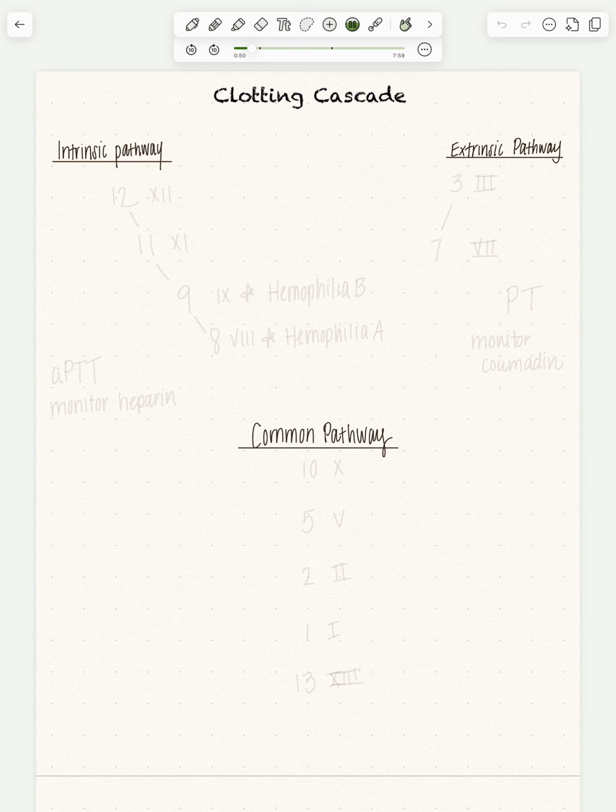We are going to start by looking at the intrinsic pathway. This pathway is started with the activation of collagen. The first factor to be activated is factor 12. Next is 11. Then 9 and 8.